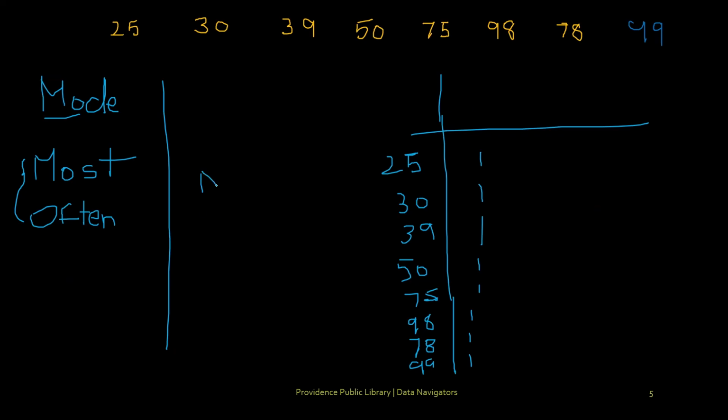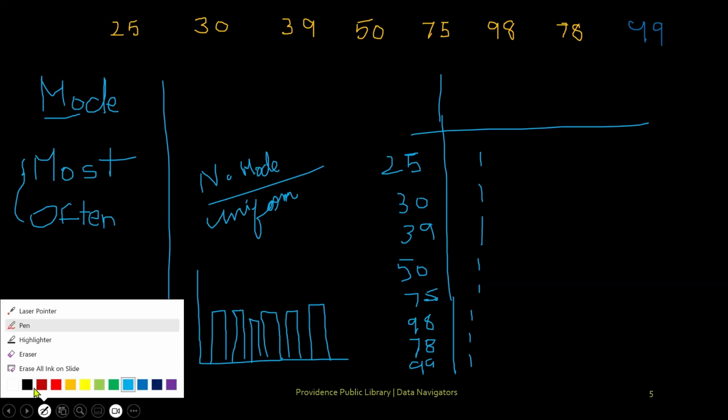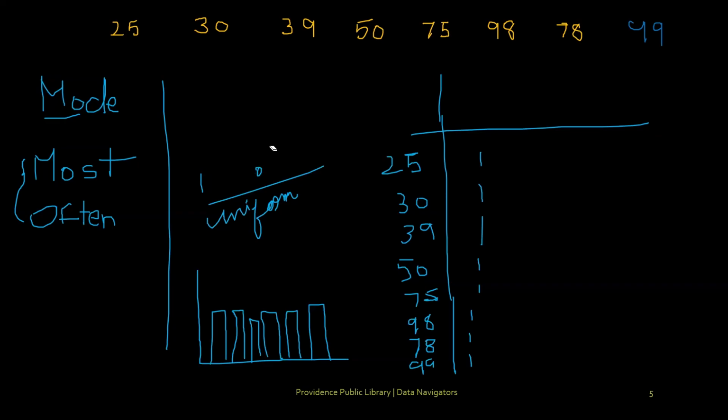So you say no mode here, or uniform. When we have a data set like this, and if we try to plot it in a histogram, probably our data will look like this. Okay, so there is no mode. Our data will look like this, which means uniform. Everything seems to be uniform. There is no mode. Okay.